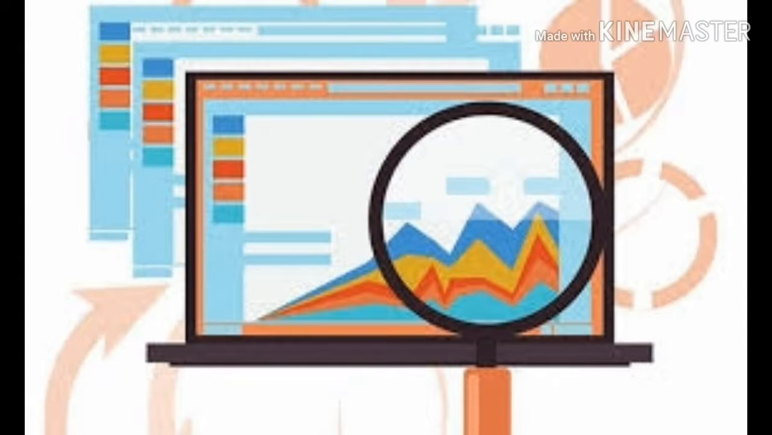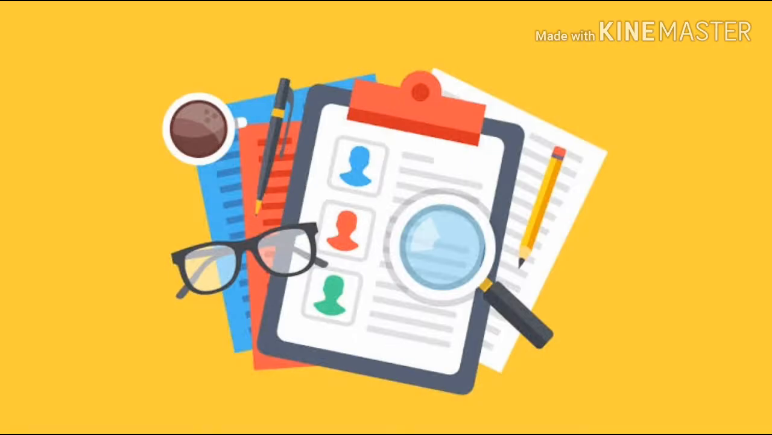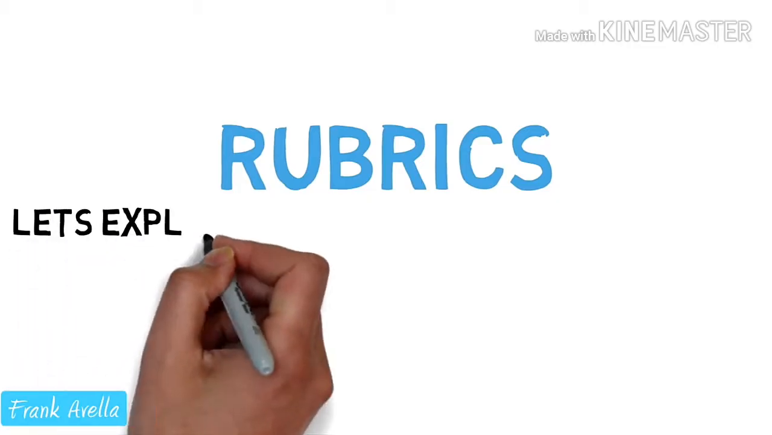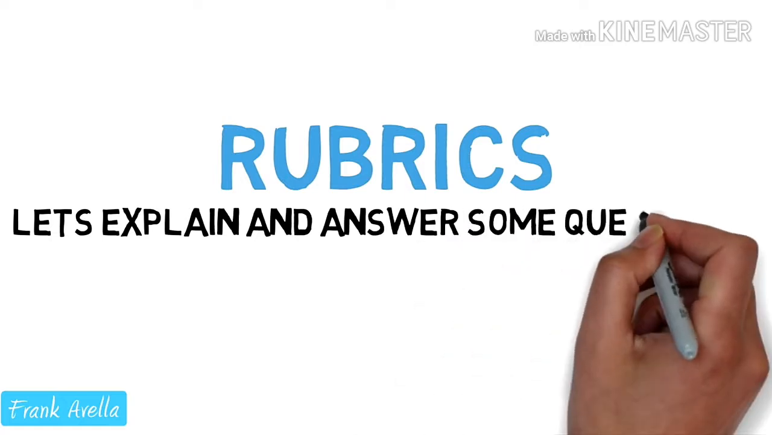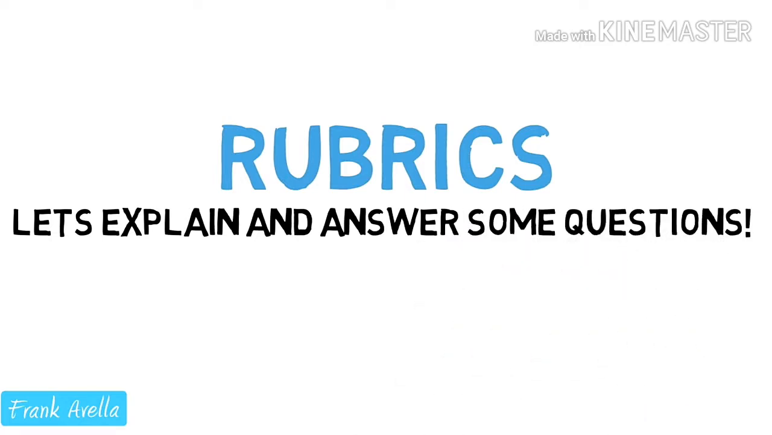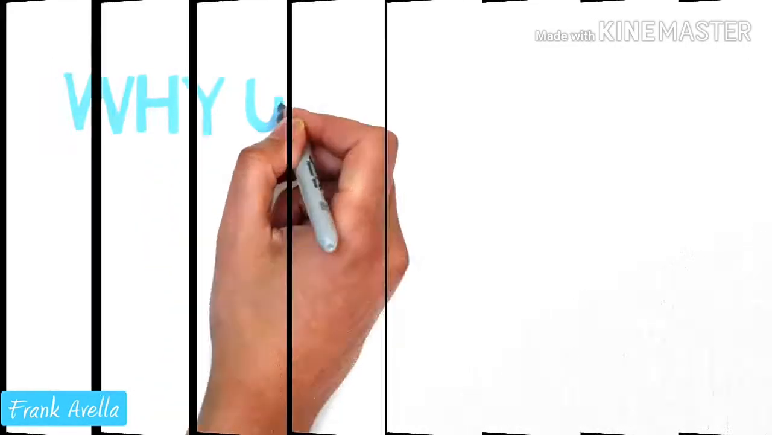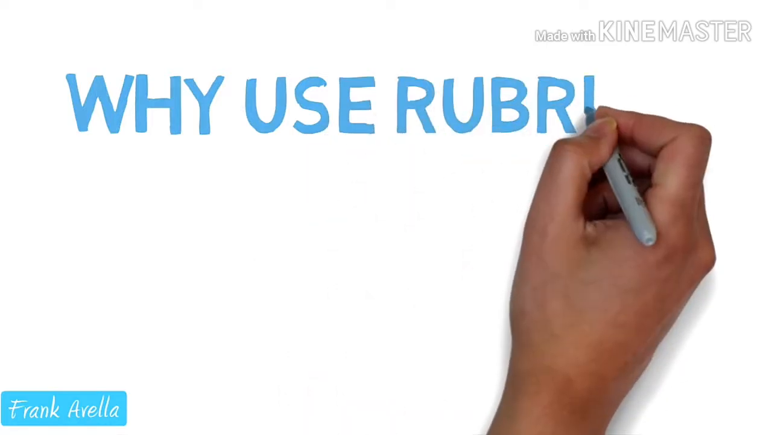What is a rubric? A rubric is a set of criteria used to determine scoring for an assignment, performance, or product. Now let's explain rubrics and answer some questions. First off, why should you use a rubric?